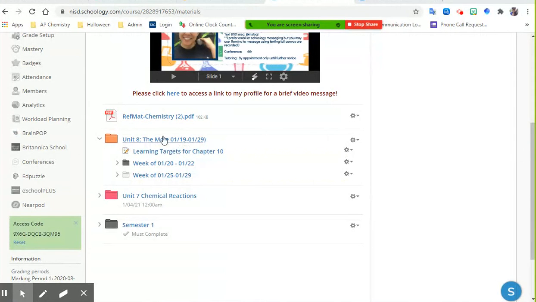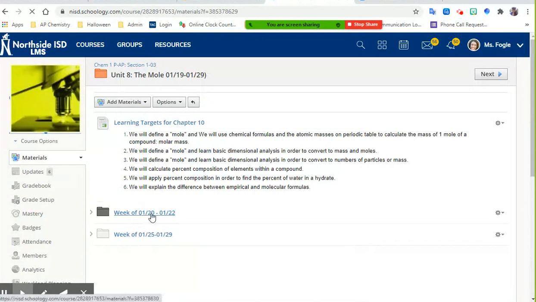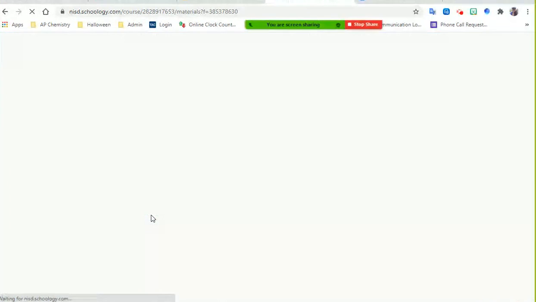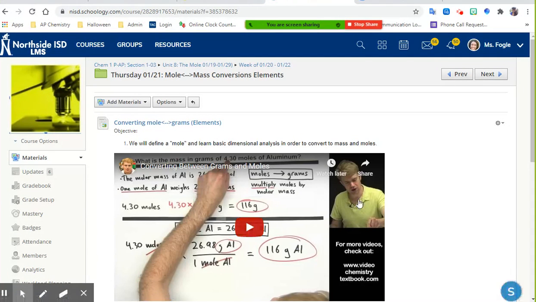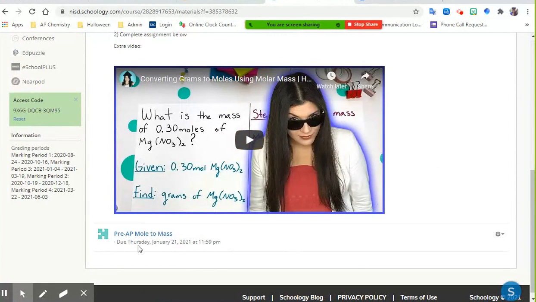So basically, when we go to our folder for this week, we have our Unit 8 folder. We're in this week. We have our objectives. We look at Thursday. Don't forget, you do need stuff about molar mass, so it'll be helpful to go through that. But we will define a mole, and we're going to learn basic dimensional analysis to go between moles and mass. So you do have your assignment down here.